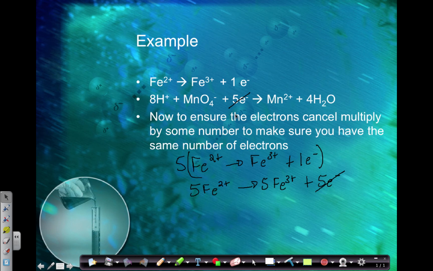So if you have something that appears on both sides, then you probably need to go ahead and do some more canceling too. All right, so 5 Fe positive 2, that's it for that side, plus 8 hydrogens, plus 1 permanganate. Don't forget the negative sign. That's it for the reactants on that side. That's going to give me Mn with a positive 2 plus 4 waters plus the irons here.